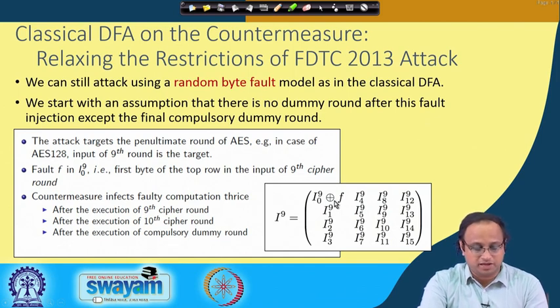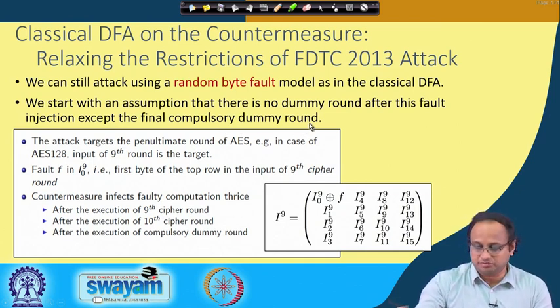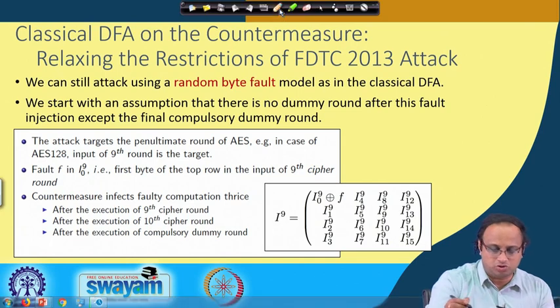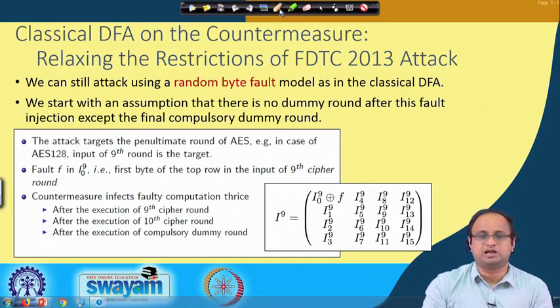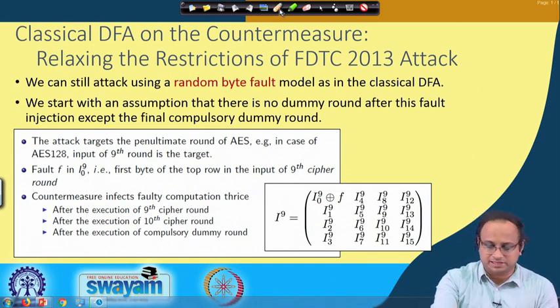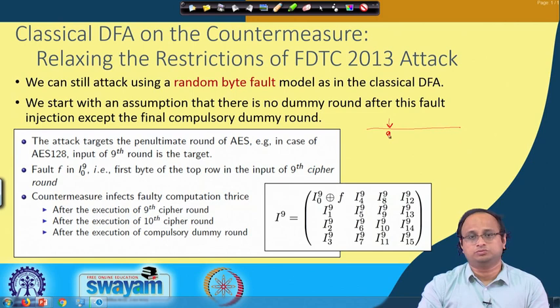Now we start with an assumption, which we will relax subsequently, that there is no dummy round after this fault injection except the final compulsory dummy round. So we make an assumption that after the fault induction, except the final compulsory dummy round, there is no dummy round that happens. And that implies that if you are inducing the fault here, the fault is at the input of the 9th round.